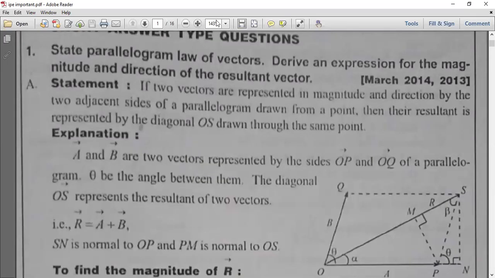Hello everyone. So this is what your doubts. So let's see how to write this answer. This is the first question, that is state parallelogram law of vectors, derive an expression for the magnitude and direction of the resultant vector. So before going for this statement, let's draw the diagram.